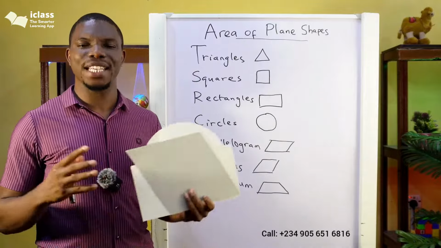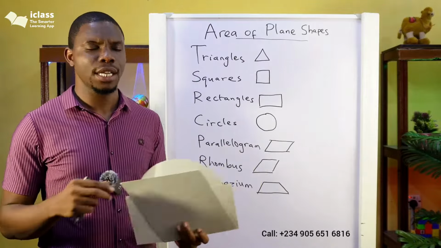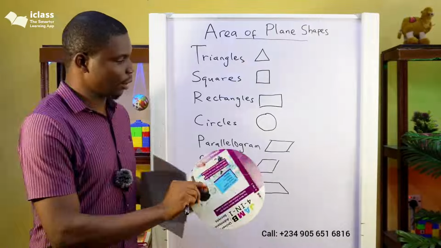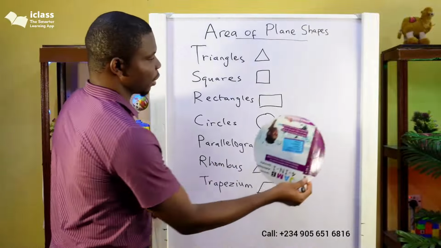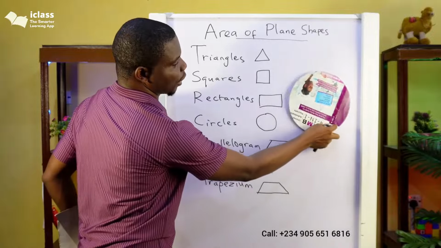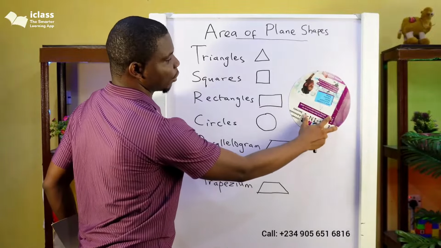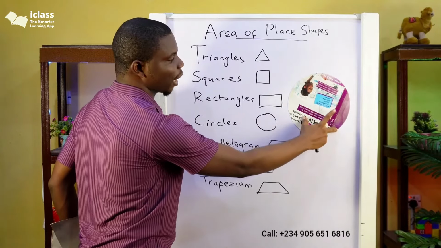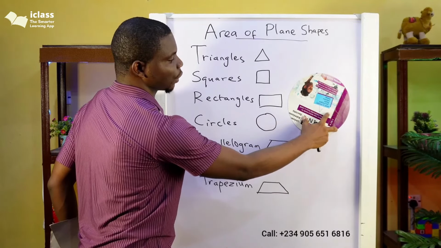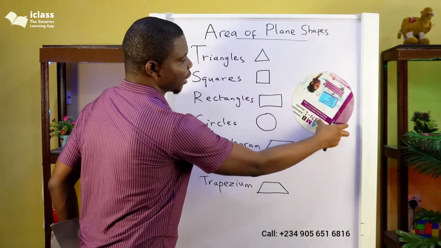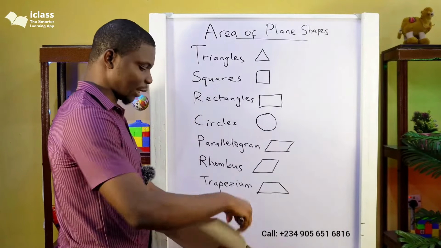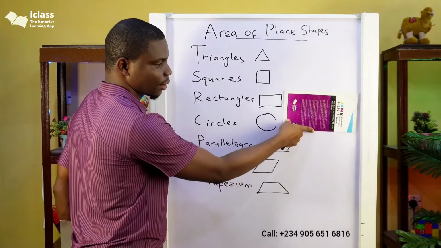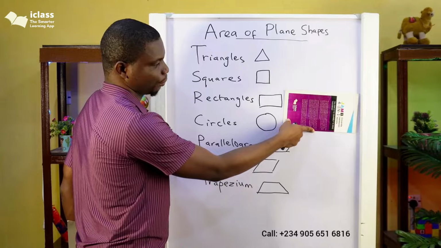Now, when we talk about area, what do we really mean? The area of a shape is the surface of that shape that it covers, okay? So like this is a circle. The area of this board that this circle covers is the area of this circle. Do you understand? For this rectangle, the area of this board that it covers is the area of the rectangle.